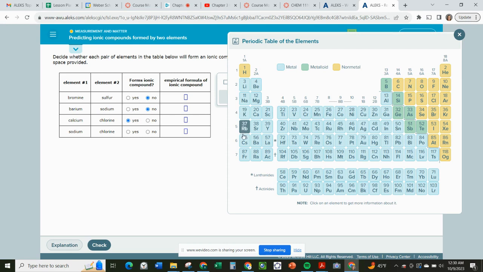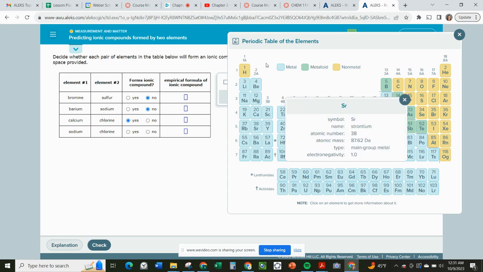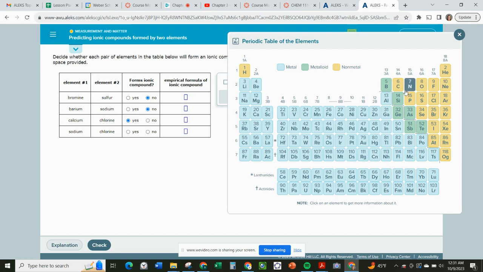So the first column has a +1 charge. The second column has a +2 charge. And then this is +3. This is +4 or -4. This is -3, -2, -1. So that's what charge each column gets. So calcium is in this column. It's in the 2A column. Calcium is a metal. It forms a 2+ charge. So metals form plus charges. Nonmetals form minus charges. So calcium is +2.